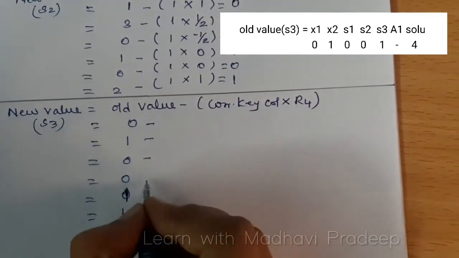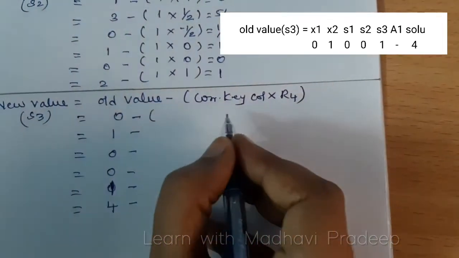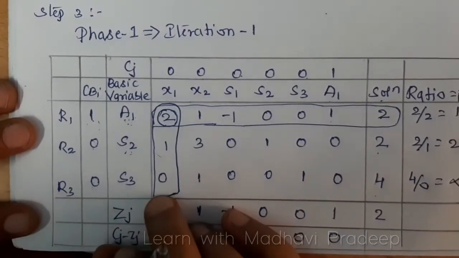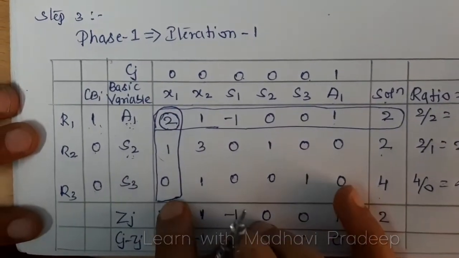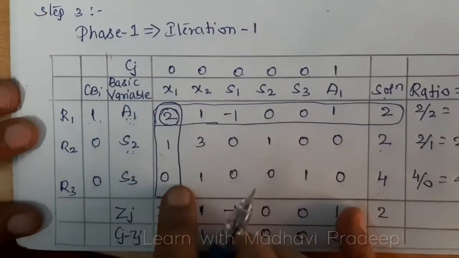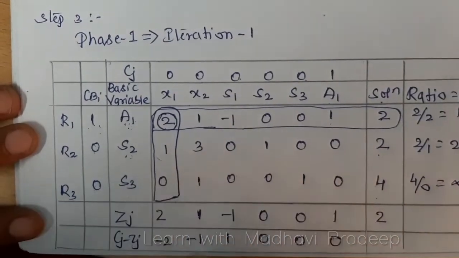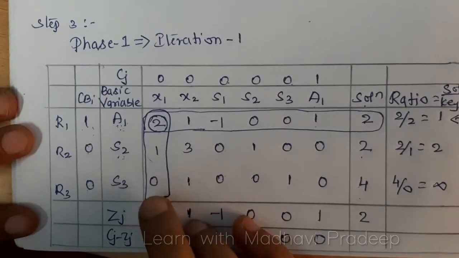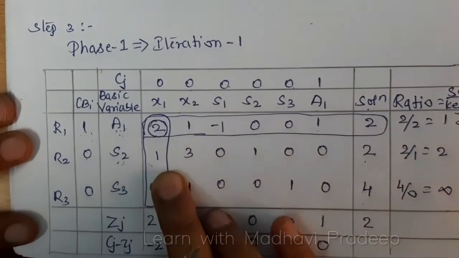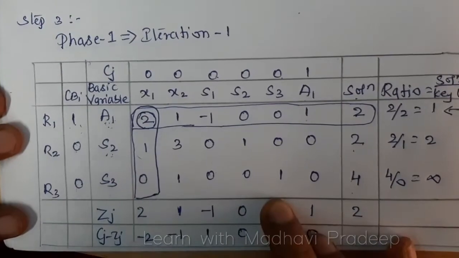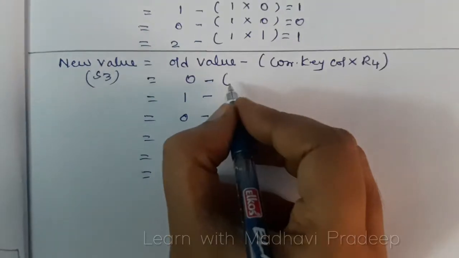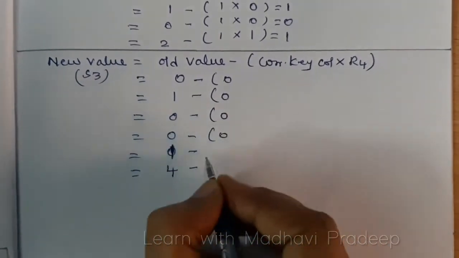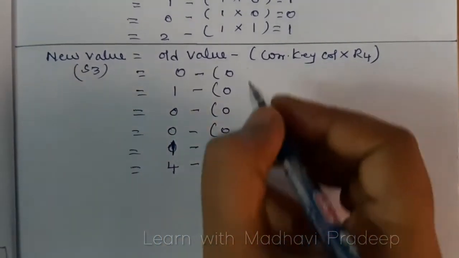Then minus, the formula. So the corresponding key column value for the S3 row is 0, because 0 is selected in the key column side for this row. In this row, what is selected in the key column means 0. So the corresponding key column value will be 0 for all the values. So write down 0 in the formula for the corresponding key column value. Here 0 will be for all the values.